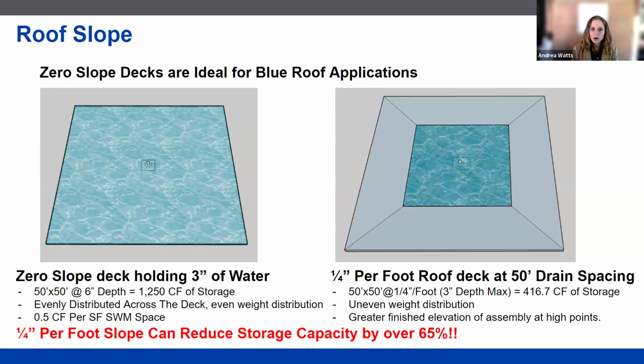When we are sloping our roof deck, we also have to take into account higher finished elevations at the top of that roof slope, which may lead to higher parapets and other design factors that ultimately change the look and potentially increase the cost overall of the roof assembly. We're making these assemblies thicker, and so it's a much different conversation when we talk about overburden.